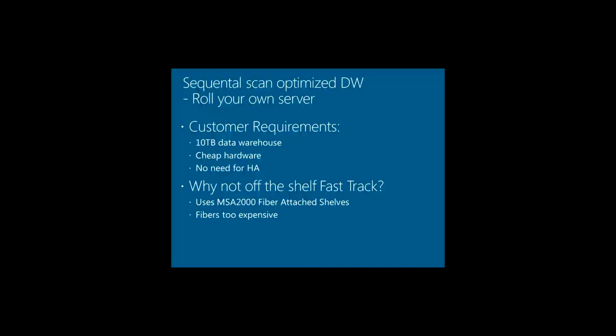The customer had requirements that he had a very definite price ceiling. So it had to be fairly inexpensive hardware. Had no need for HA because this was data that could be reconstructed. Obviously there's a time cost to that, but it wasn't critical that it always be online. It's for reporting. It's white box, so build your own server.